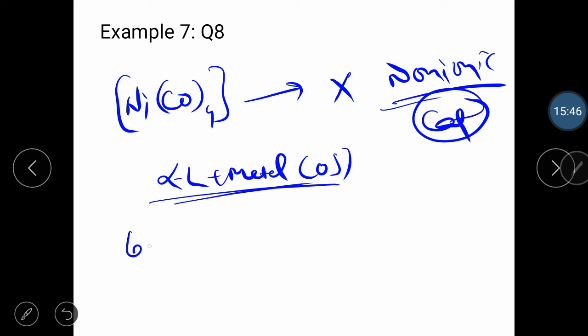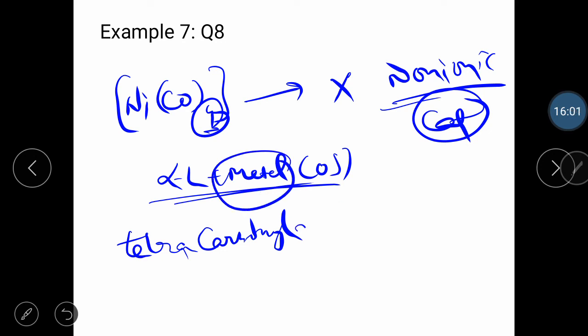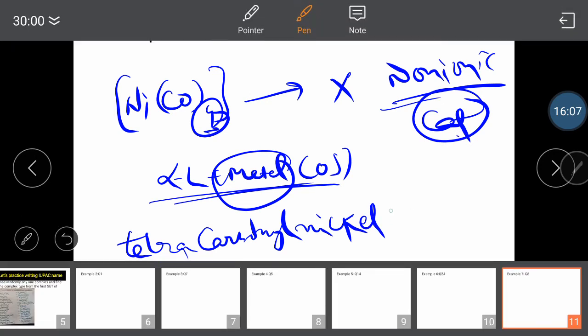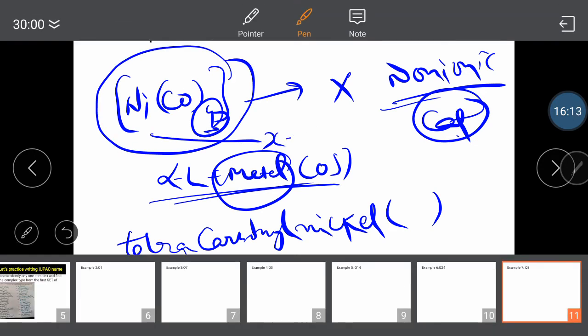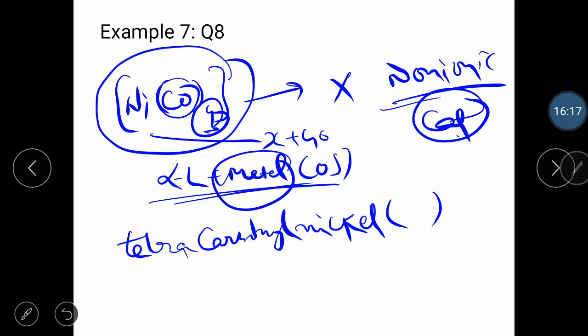So what did I get? Tetra, because there are 4. What do you call CO? Carbonyl. Tetracarbonyl. What is the metal name? Nickel. Should I use nickelate or nickel? Nickel only, because it's similar to a cationic complex. What oxidation state? Because this is a neutral complex, if you do the calculation, X plus 4, CO is what? Zero. So the total is equal to 0. Zero is the answer. You should write 0. Don't forget, you must write 0 also as the oxidation state. So the name is tetracarbonylnickel 0, the IUPAC name of complex number 8.